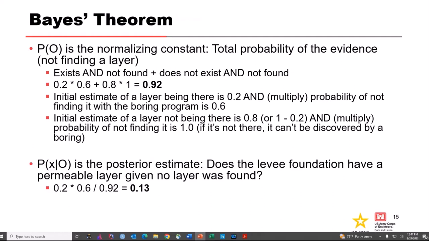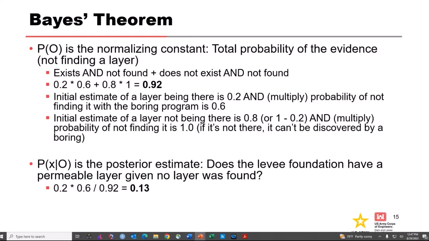In this example, there's only two ways that can happen. Either the layer is there and we just missed it, or the layer isn't there and we didn't find it. So the probability that it exists comes from our prior probability estimate, which is 0.2. The probability that we didn't find it, assuming it exists, comes from the previous slide based on our boring spacing: 60% chance if it's there, we're still going to miss it. So that's one outcome. The other outcome is it doesn't exist. That's the complement of our initial estimate that it does exist, so 1 minus 0.2 is 0.8.